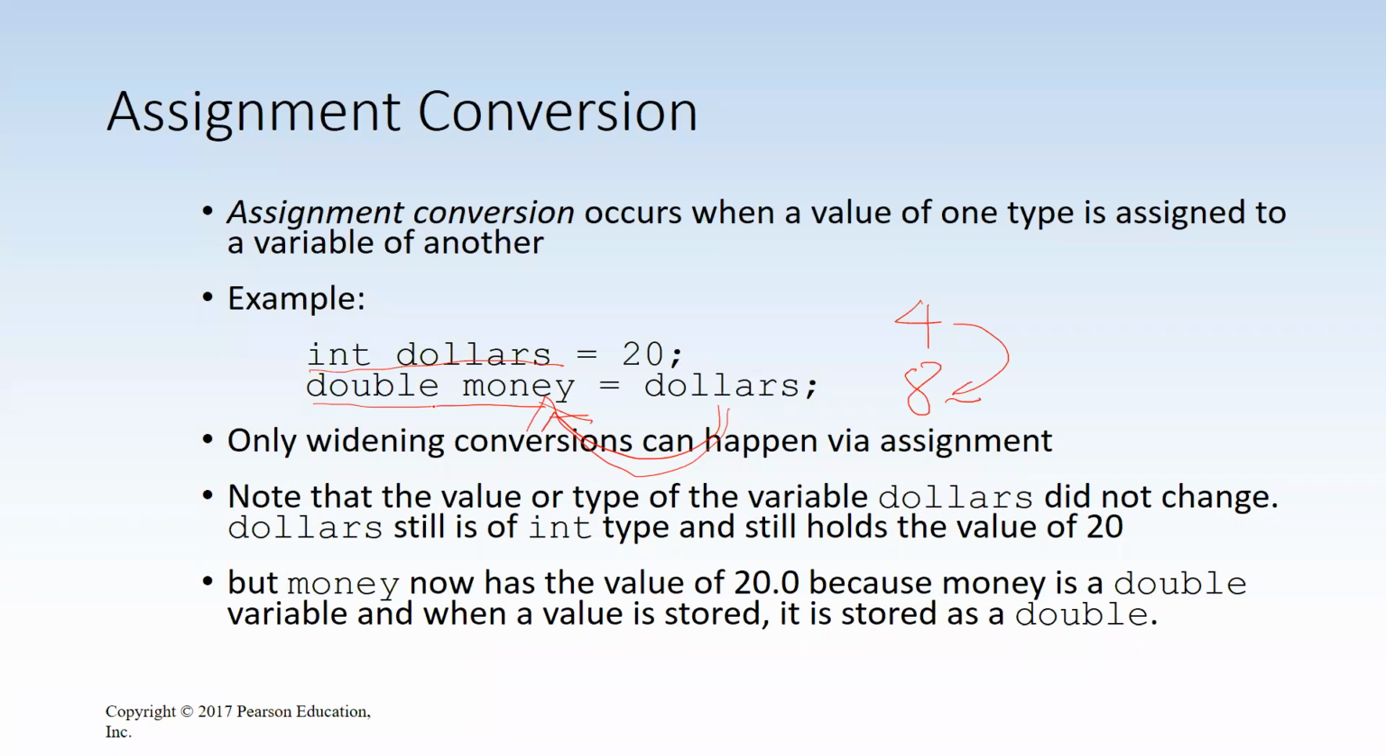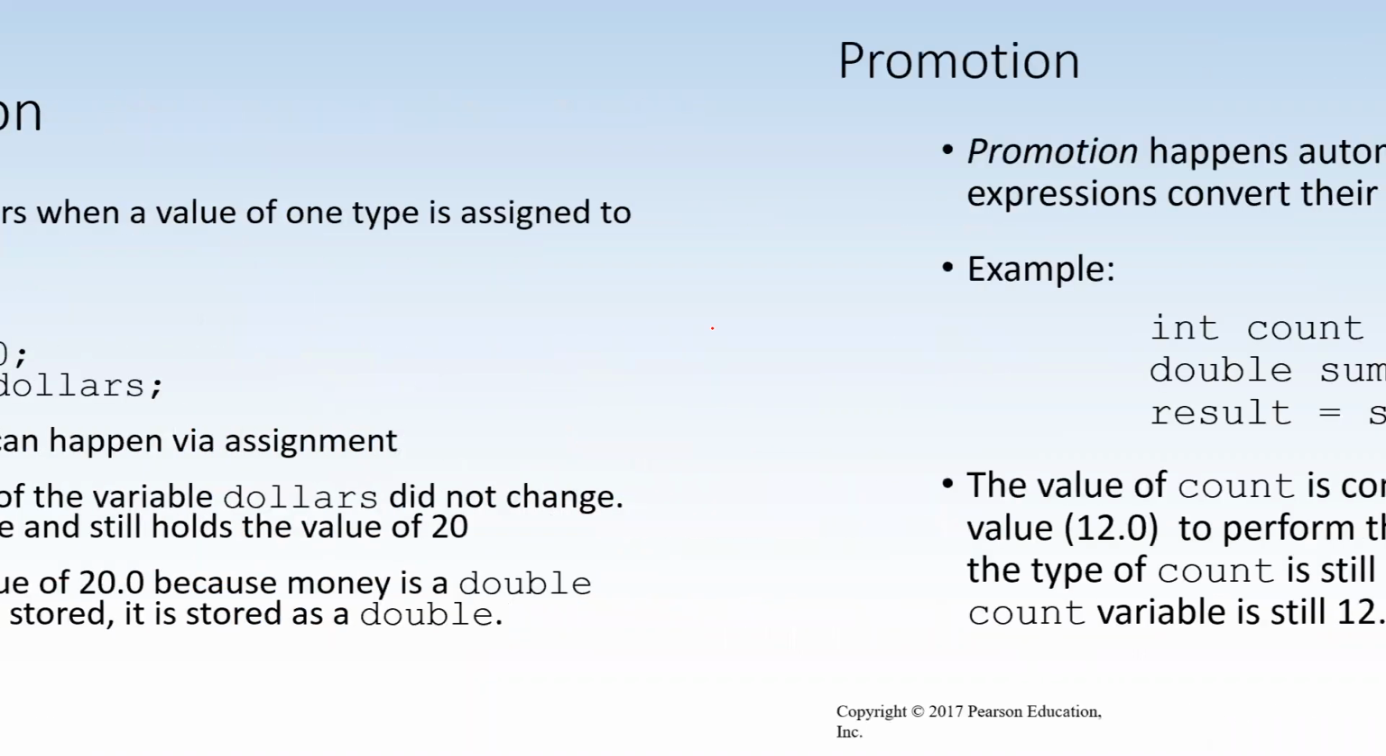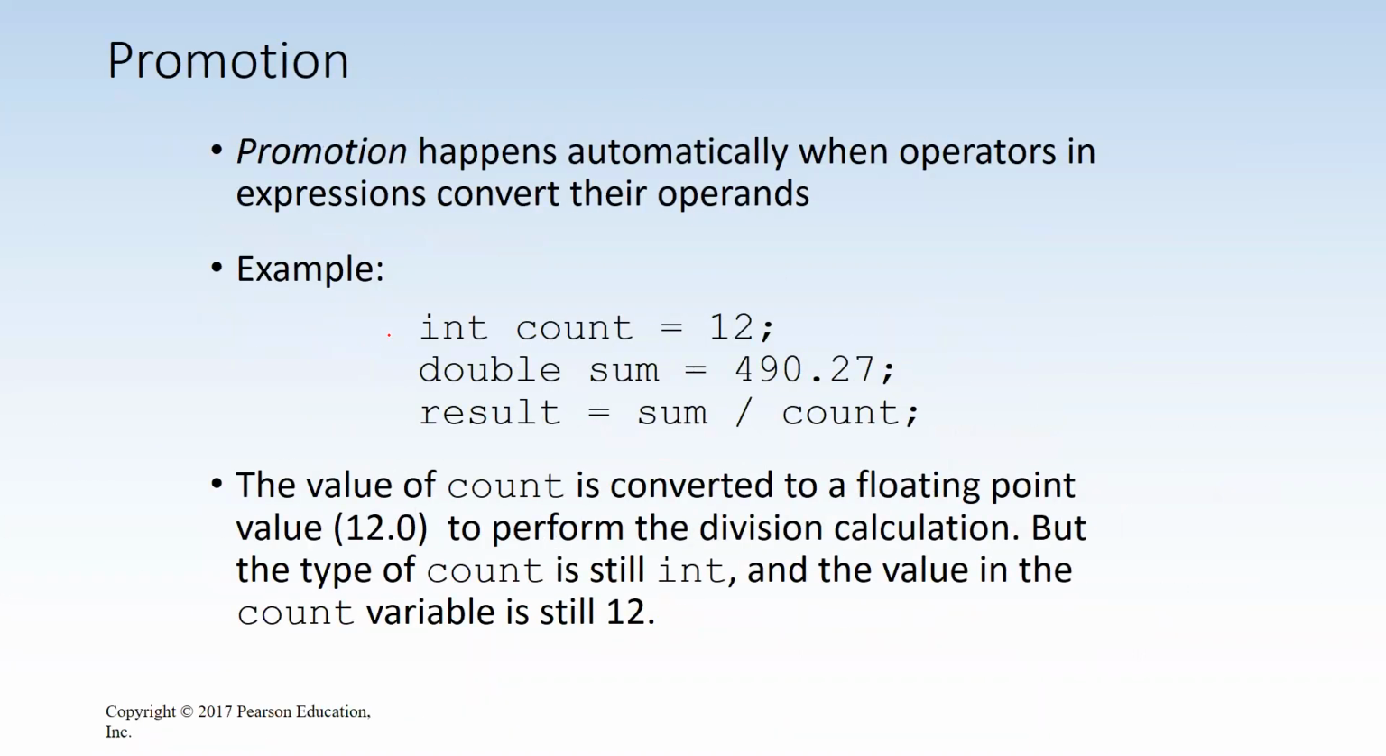But now when you reference money, it will say 20.0. Why? Because this is a double. When you reference dollars, it's still 20. Okay. When you say print money, it will be 20.0. When you say print line dollars, it will be 20 still. Okay. So let's look at this.